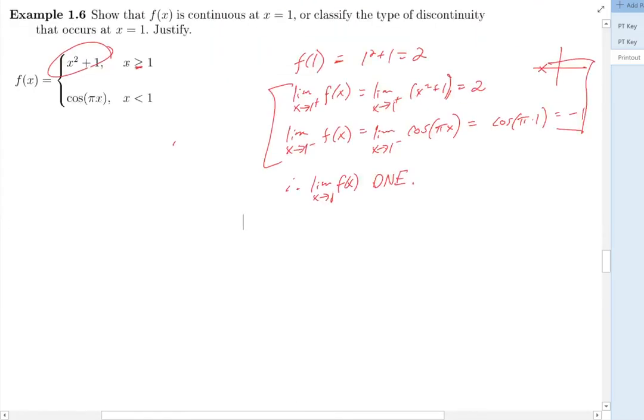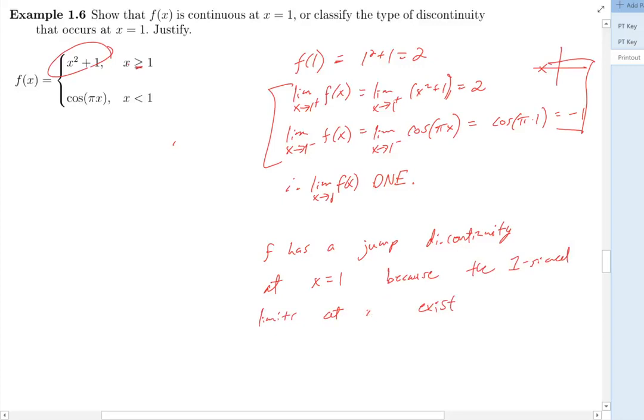So I'm going to say f has a jump discontinuity at x equals 1 because the one-sided limits at x equals 1 exist, but the limit as x goes to 1 plus of f of x does not equal the limit as x goes to 1 minus of f of x.